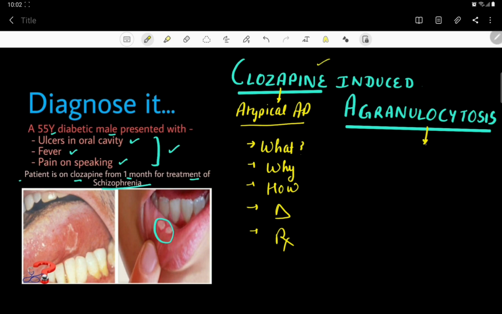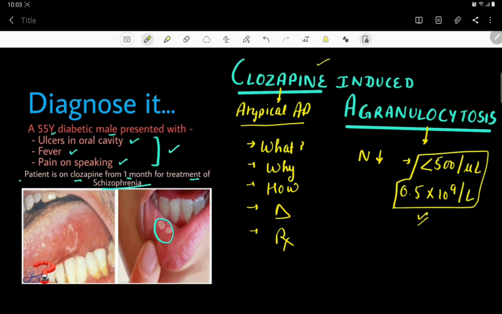Now this agranulocytosis basically means decrease in the neutrophil count. Well, decrease in the neutrophil count to less than 500 per microliter or less than 0.5 into 10 to the power 9 per liter. Well, this is the absolute value, and the level below this is called agranulocytosis. In later stages, other lineages are also decreased, like RBC can also be decreased, but that can be due to the development of sepsis. Now we know what is this clozapine induced agranulocytosis.